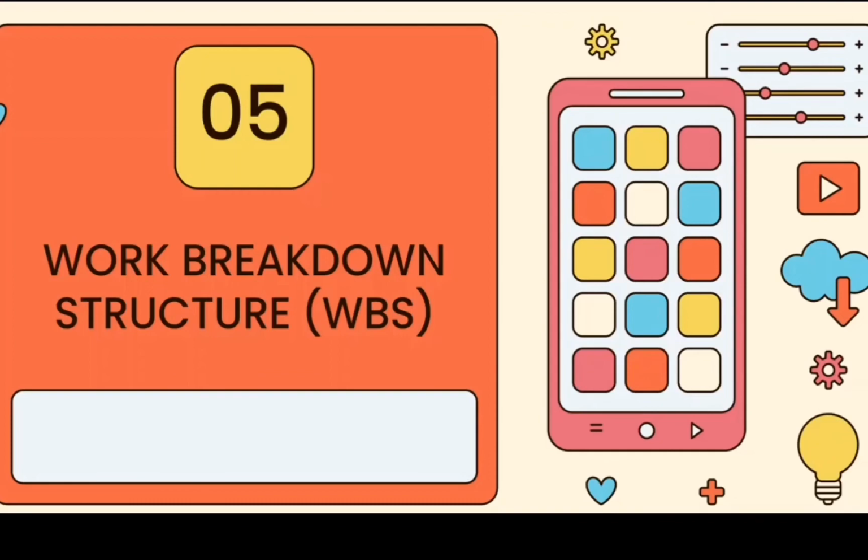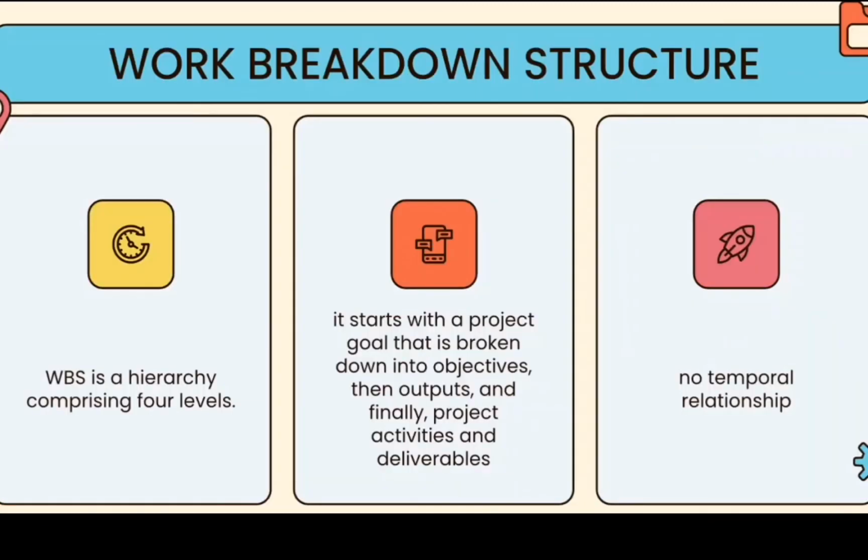So I will continue with the next tool, which is the WBS, which we call a work breakdown structure. So what is it actually? WBS is a hierarchy comprising 4 levels, and it starts with the project goals that are broken down into objectives, then outputs, and finally project activities and deliverables. And it has no temporal relationship.